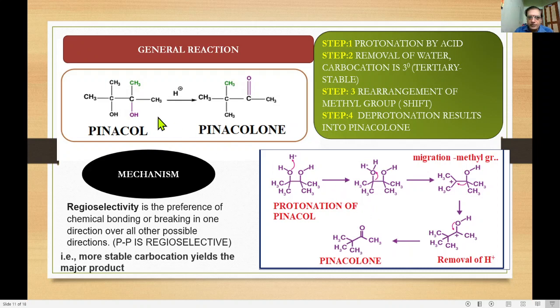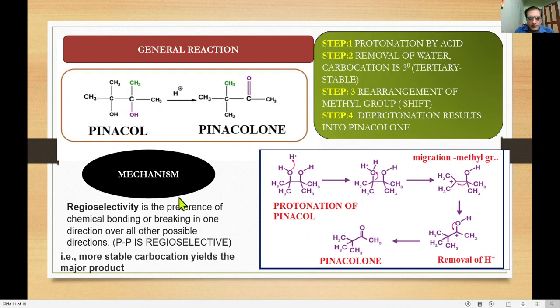As we already pointed out, acid is the medium for the reaction. So that H plus ion is started here and it is cleaved out in the reaction by deprotonation. So this reaction is simply the conversion of a pinacol into pinacolone.